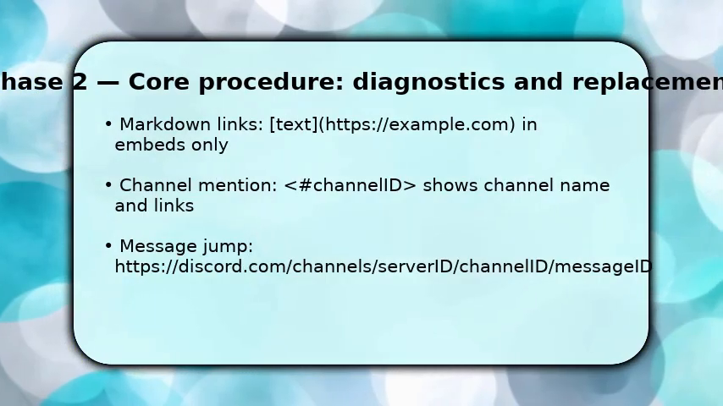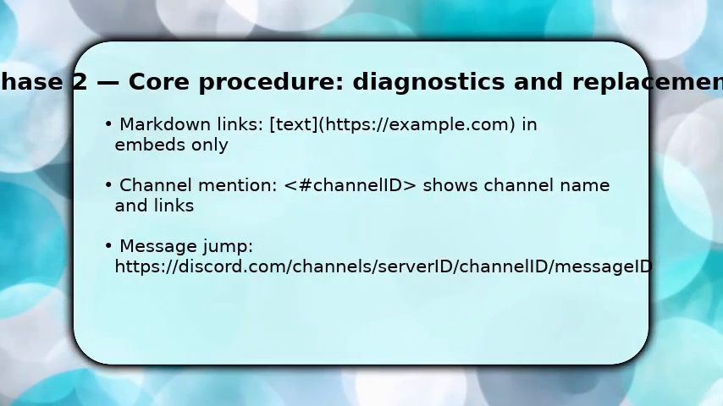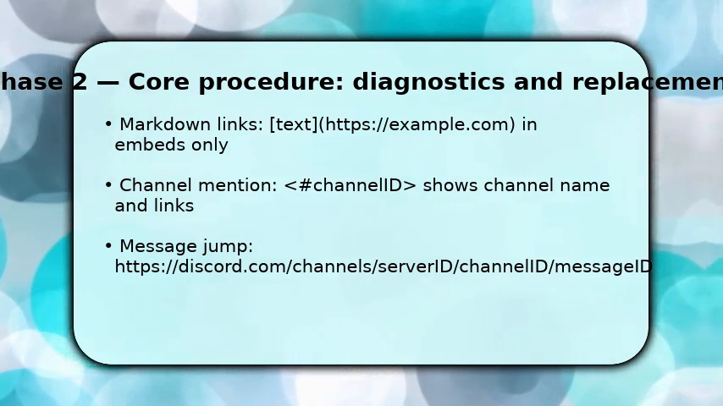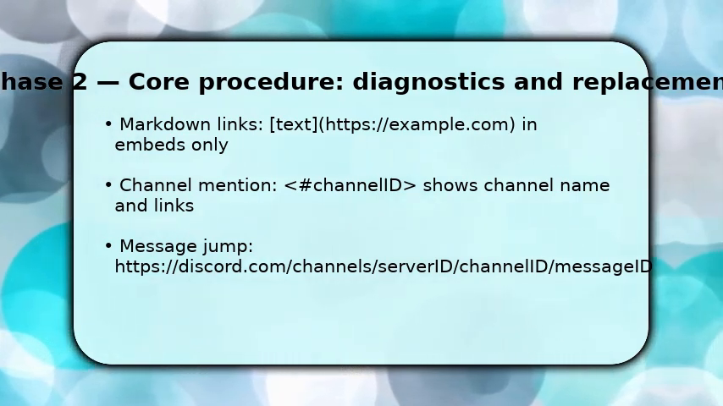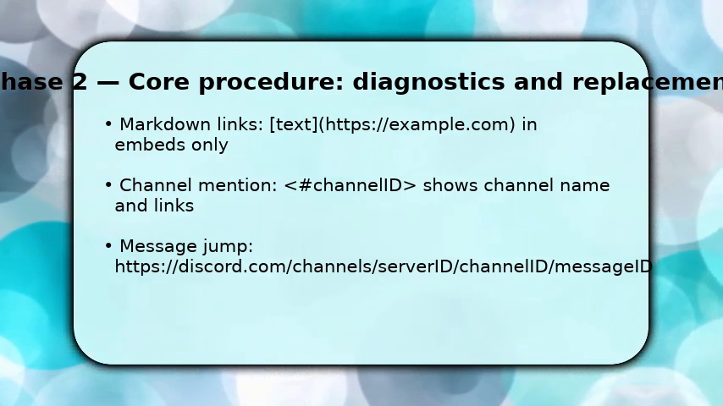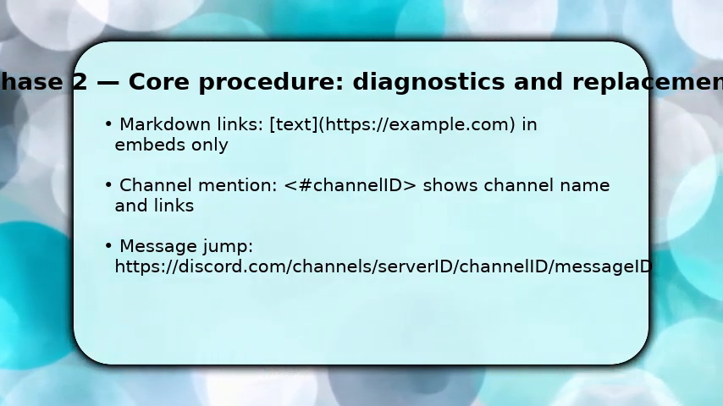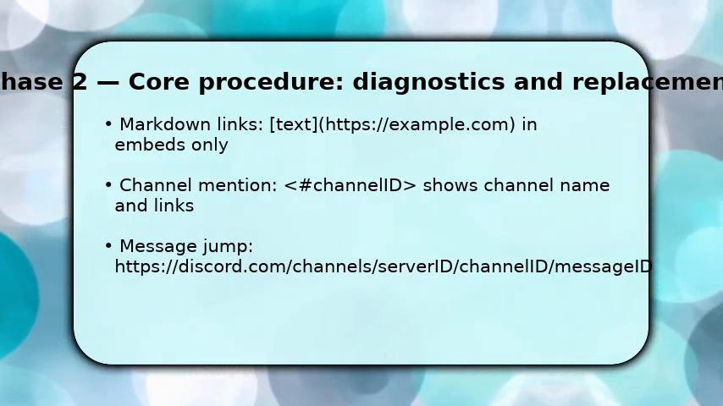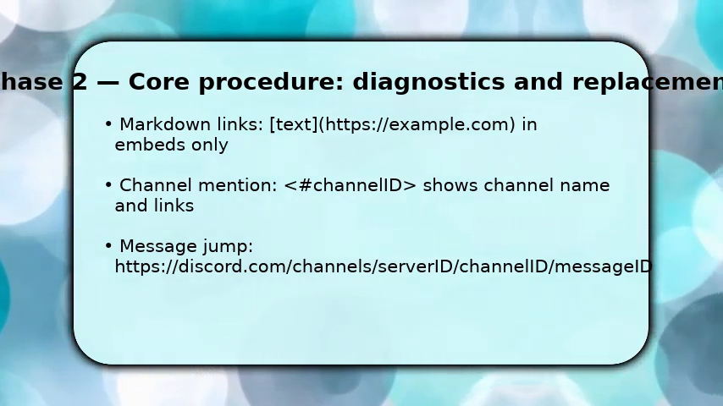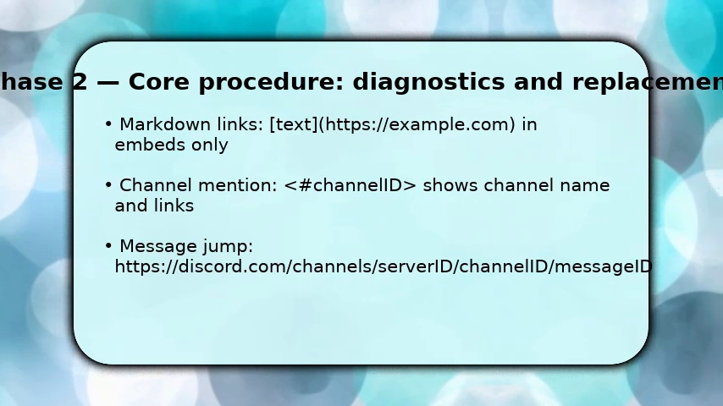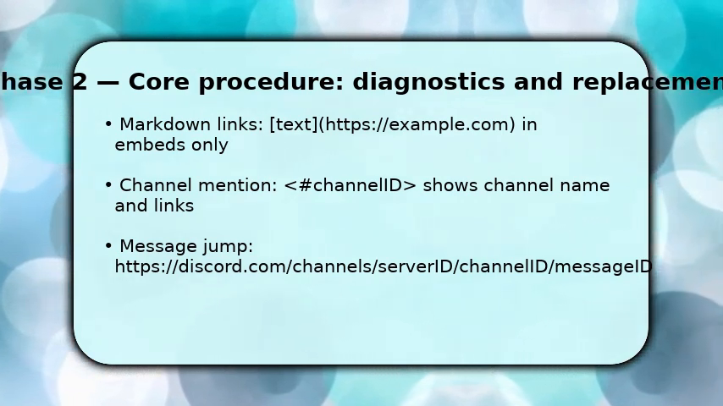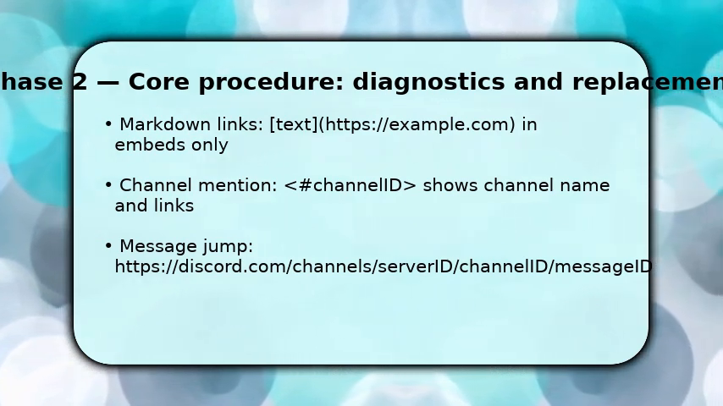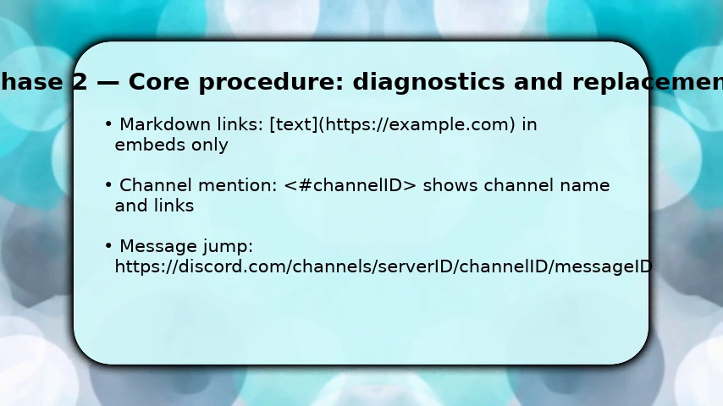Now build the link itself. If you want a clickable external URL in an embed, use Markdown like [label](https://example) inside the embed's description or field because plain chat won't render it. For channels, paste #channel ID to mention and link a channel by ID. For a specific message, assemble the message jump URL with server, channel, and message ID. This lets users jump straight to that message. Make sure IDs are accurate. Small typos break the link.